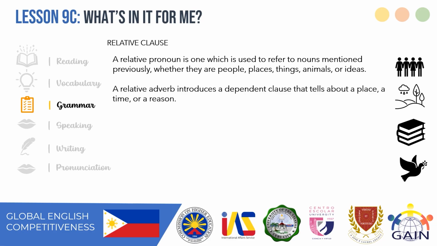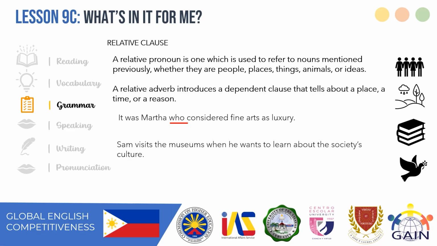Here are examples. First, it was Martha who considered fine arts as luxury. In this example, we have the relative pronoun who, which refers back to Martha. Second example, Sam visits the museums when he wants to learn about the society's culture. In this example, we have the relative adverb when. This refers to the time when Sam visits the museums.